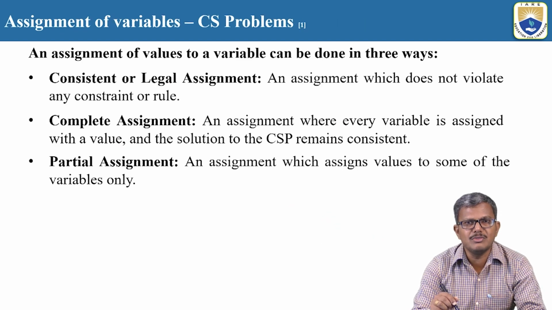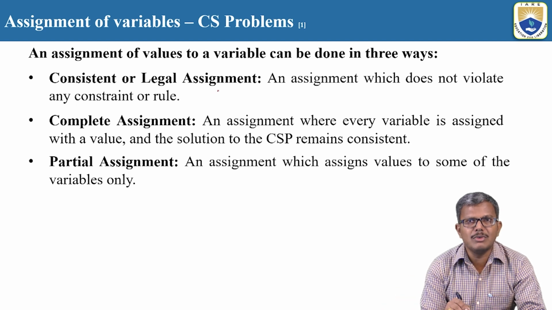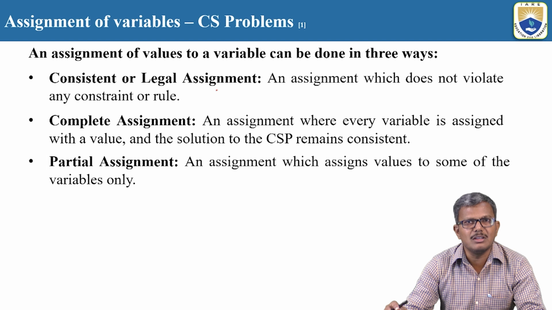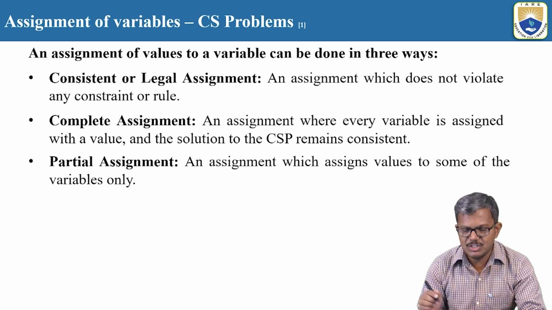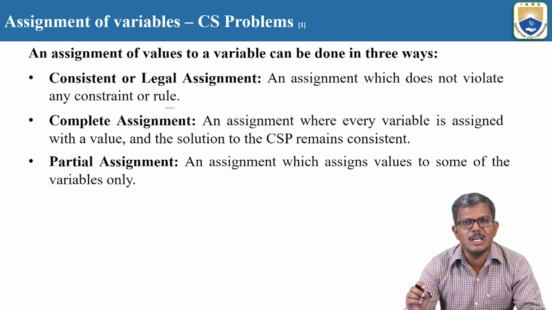Let us try to understand this more clearly. First, we will talk about the assignment of variables. There are three different ways we can apply values to the variables. One way is called a consistent or legal assignment, which means an assignment that does not violate any constraint or rule. Whenever you assign a particular value to a variable, it should not disturb the constraint; it definitely should satisfy the constraint. Then only we say it is a consistent or legal assignment.